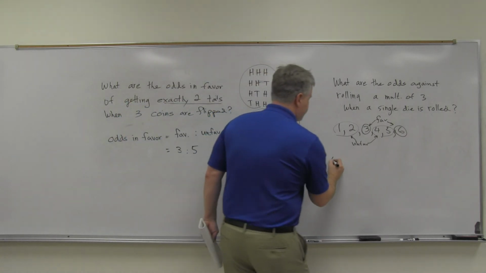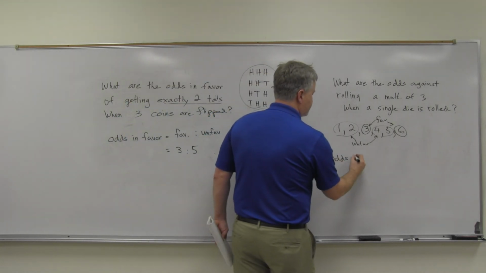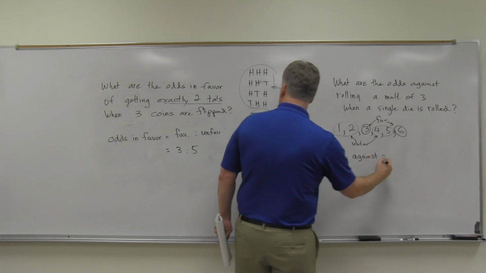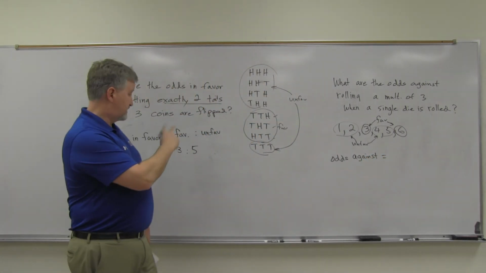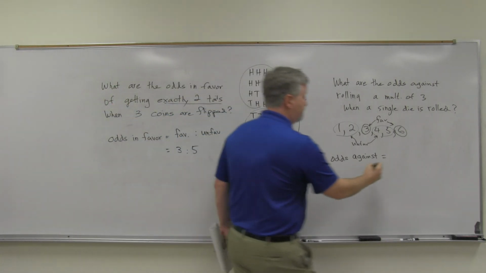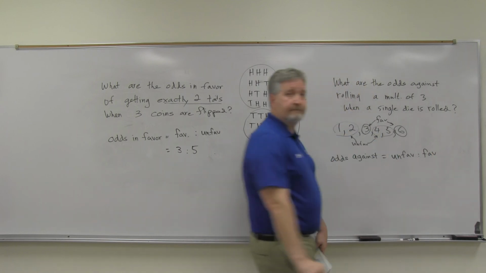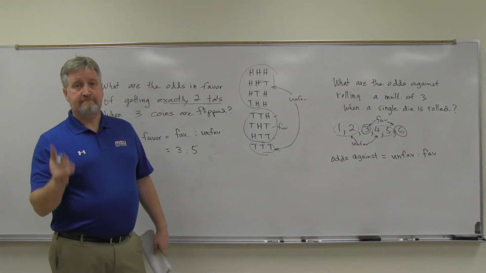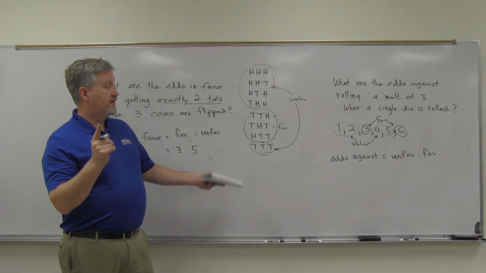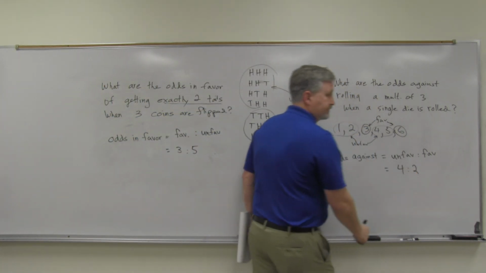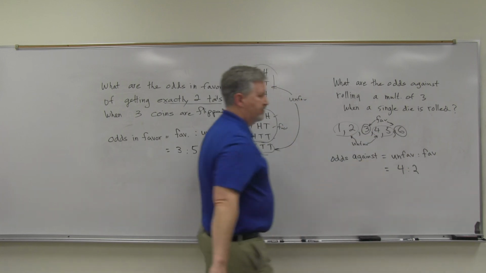Well, what are the odds against then? What's the order when we do odds against? Just the opposite. It's just the opposite of odds in favor. It's the unfavorable first, then we do the favorable. All right? So 4 to 2. 4 colon 2. You got 4 unfavorable, 2 favorable.